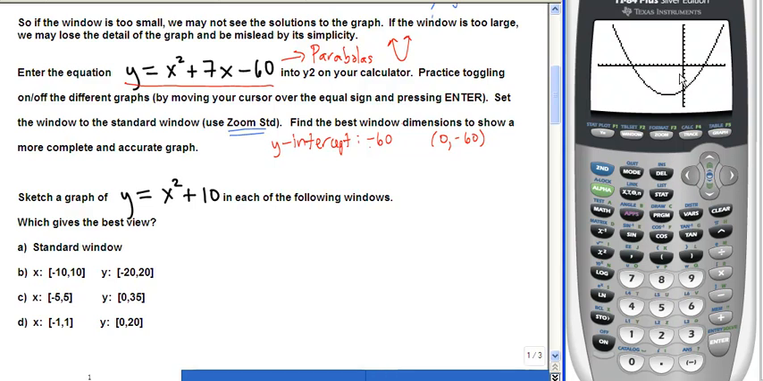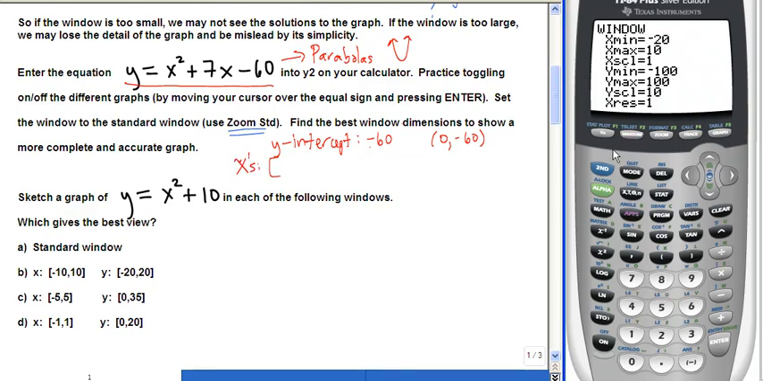So here are my dimensions. For x's, my window dimensions were -20 to 10. Notice here I'm using interval notation, smaller number on the left, larger number on the right, and my y's ranged from -100 to 100. Okay? So by playing around with that window, we were able to adjust it so that we could see a good, accurate, complete graph. All right, let's try another example.